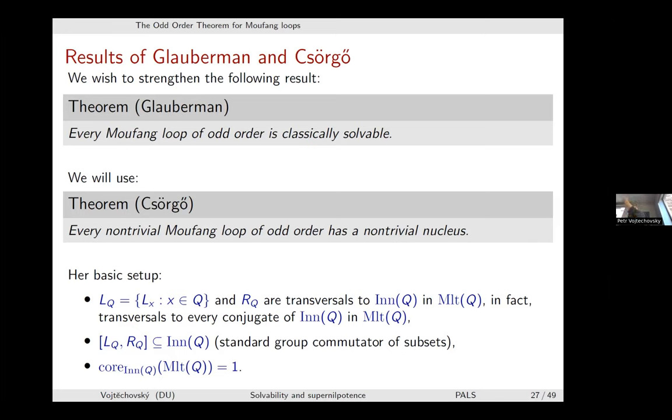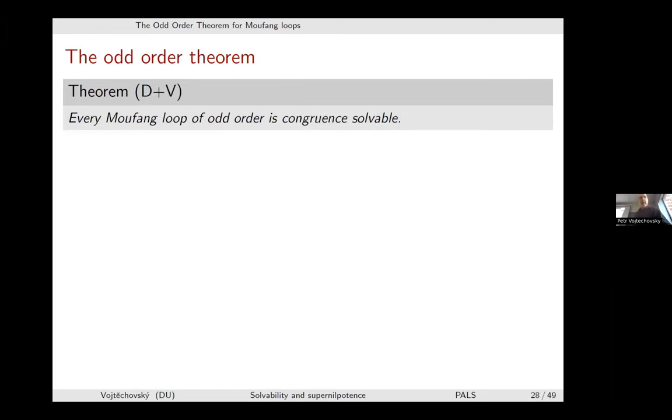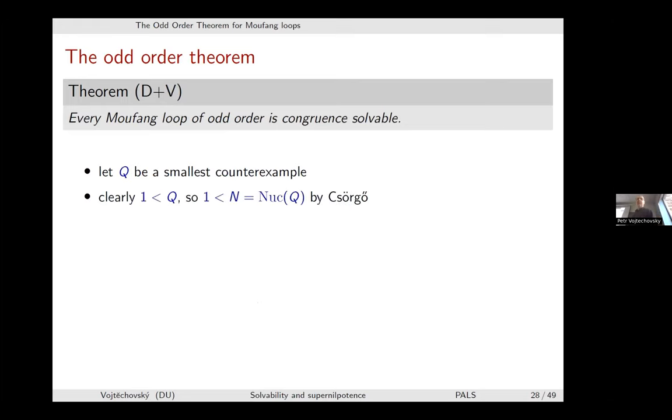Let's start with translating the problem to group theory, and then she goes, okay? In this case, for 40 pages. But nevertheless, we can use her result and prove quite easily that every Moufang group of odd order is indeed congruence solvable. So the stronger condition, and you go by means of smallest counterexample.